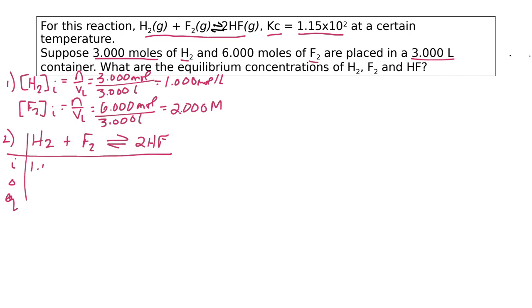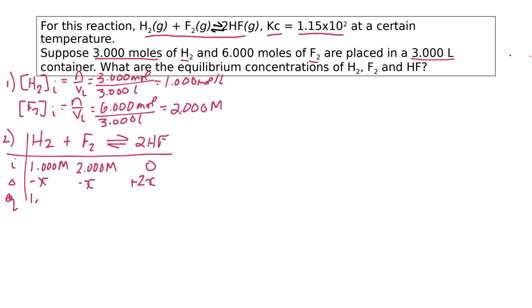So for hydrogen, we have 1 molar. For fluorine, we have 2 molar. And then initially for those products, we don't have any of them. They don't say that there's any in that flask, so we assume that there's nothing. Over time, those reactants are going to decrease by the same amount simply because their molar coefficients are 1 to 1, but the HF will increase by 2x.